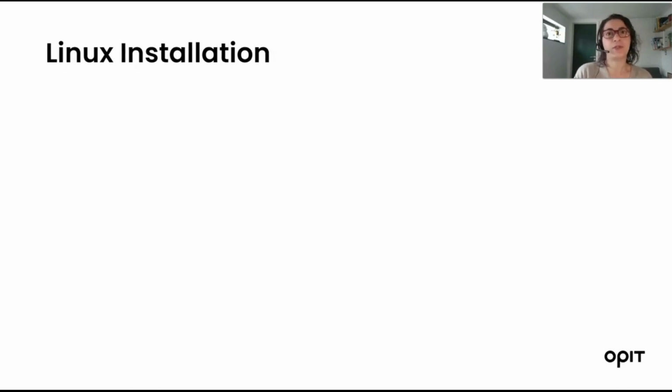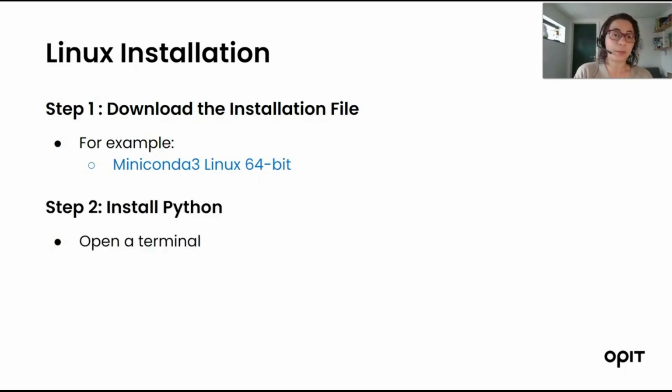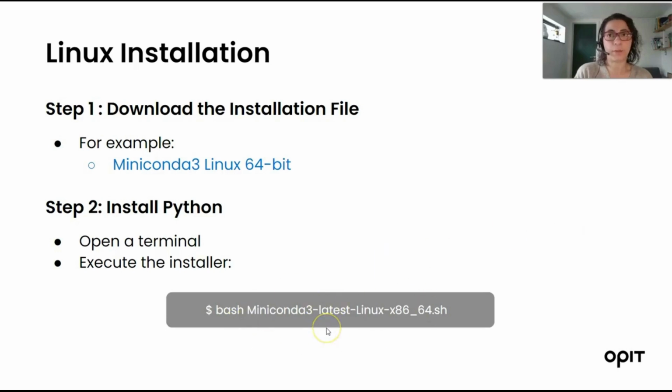Similar to Mac OS, for the Linux installation, you need to download the corresponding installation file, which should work for most Linux distributions. One example may be a file looking like this from the Conda webpage. Now to install Python, you should open a terminal and execute the installer by typing this command. If this doesn't work, then maybe you need to enter the whole path, as we did for macOS users, to go to the folder where the installation file is located in your computer.